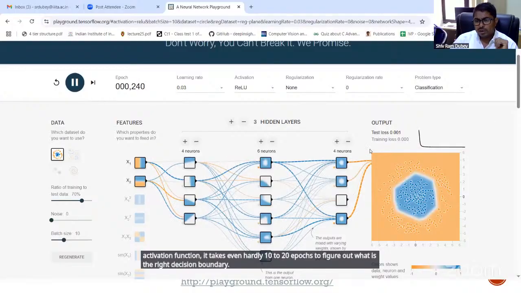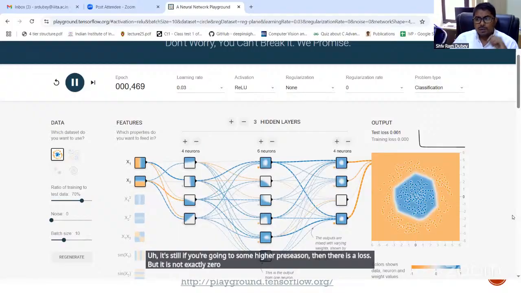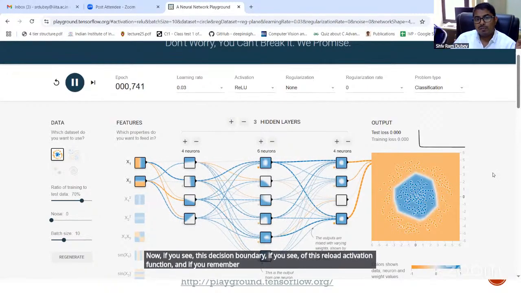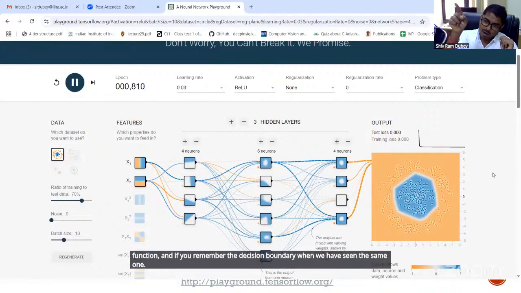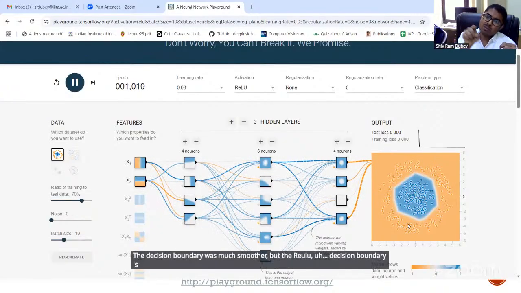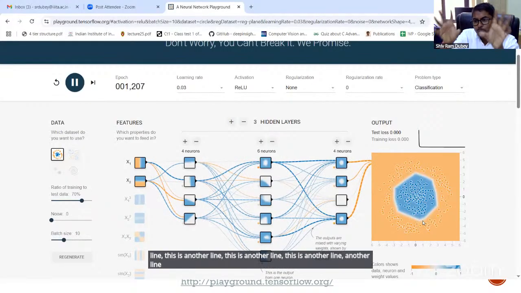And you see the training loss is 0.000. It is not exactly zero. If you go to higher precision, there is still a loss, but it is not exactly zero. Now, if you look at the decision boundary with this ReLU activation function, and you remember that the sigmoid decision boundary was much smoother, the ReLU decision boundary is like pieces of lines. This is one line, this is another line, and another line. This is kind of a combination of lines.